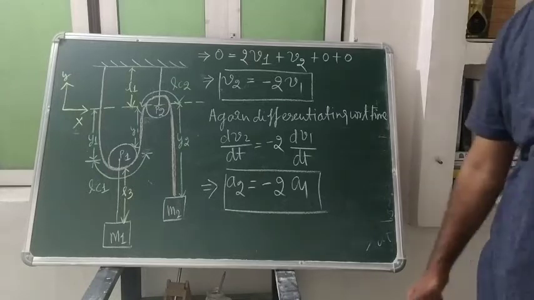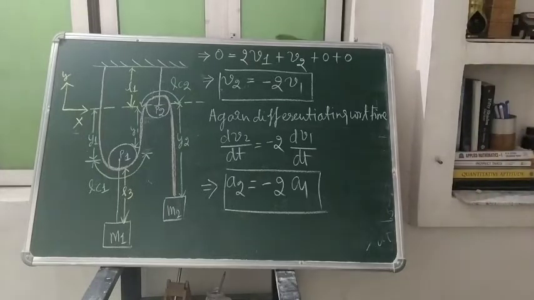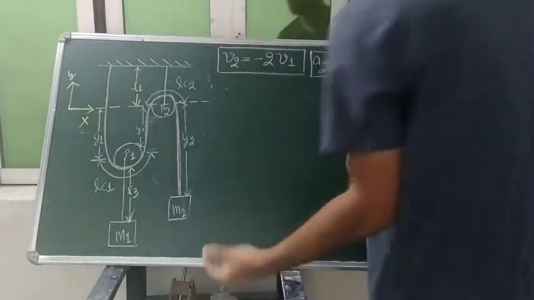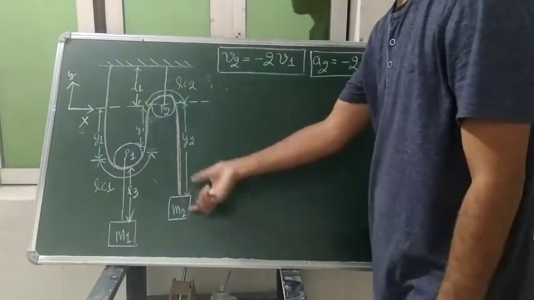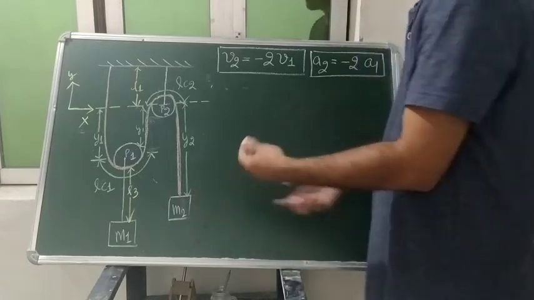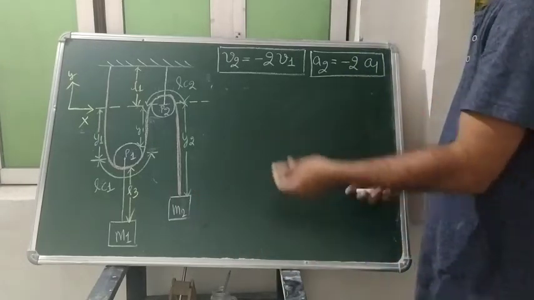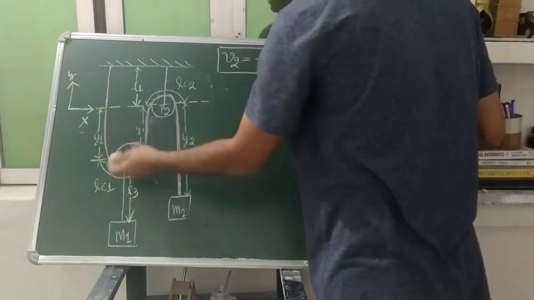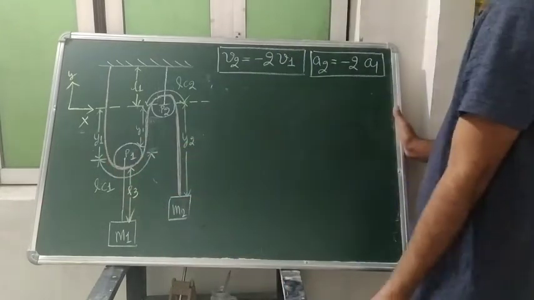Okay, now right up to here. So student, we have come to know that whatever will be the acceleration or velocity of this block, half of that acceleration or velocity will be the acceleration of this y1 string, or you can say pulley P1. Is it?